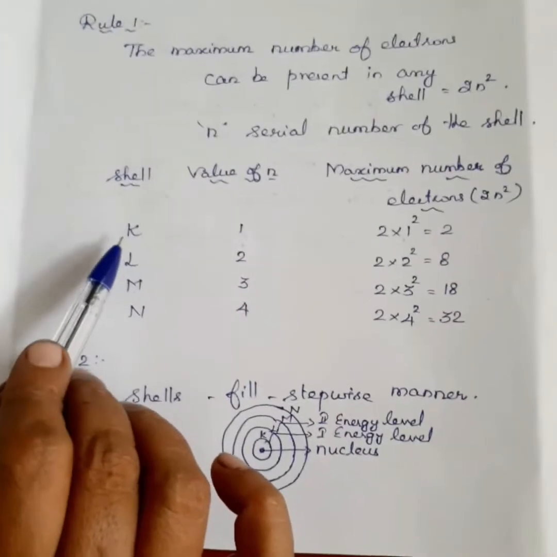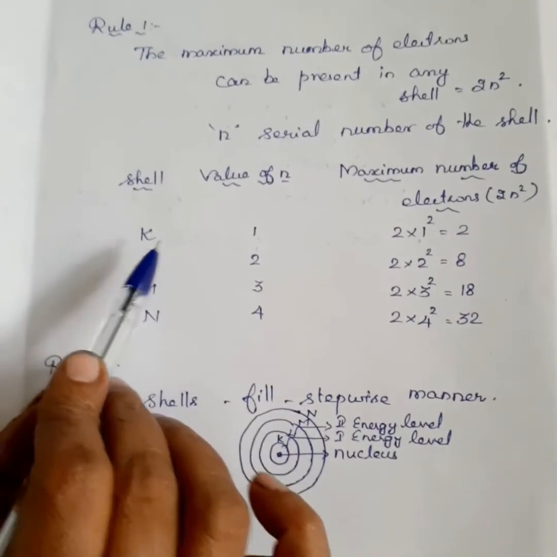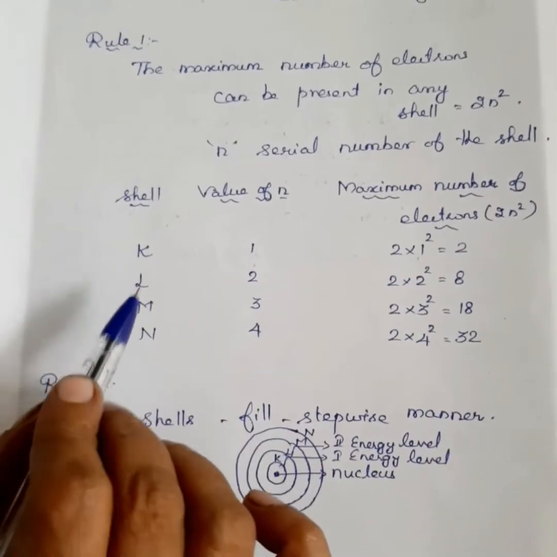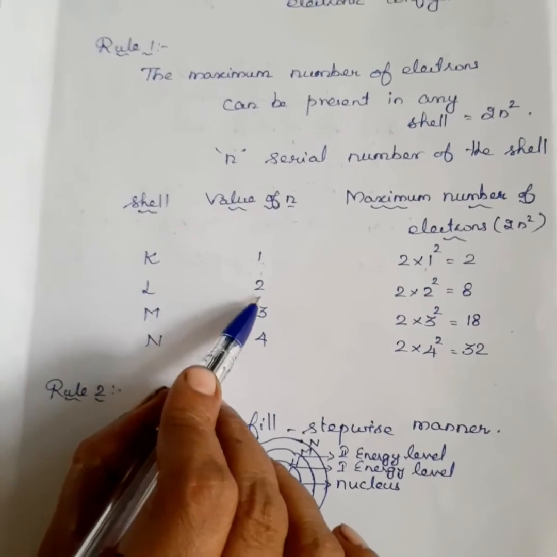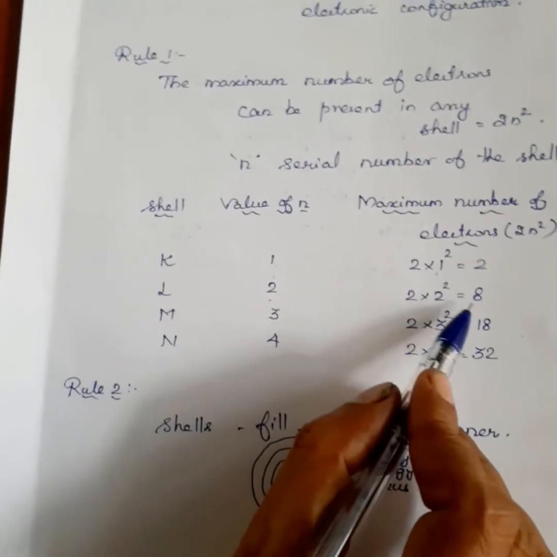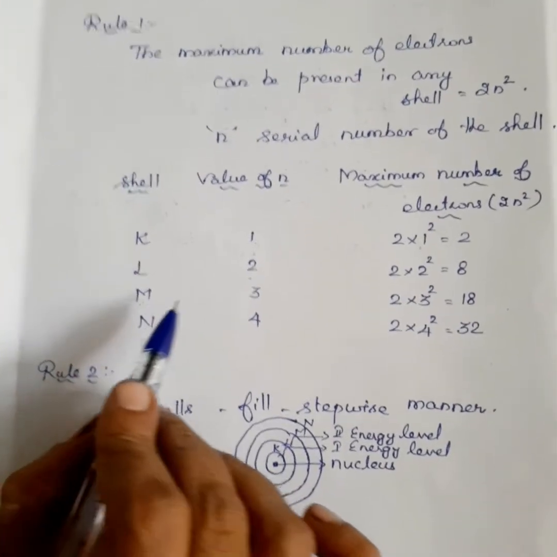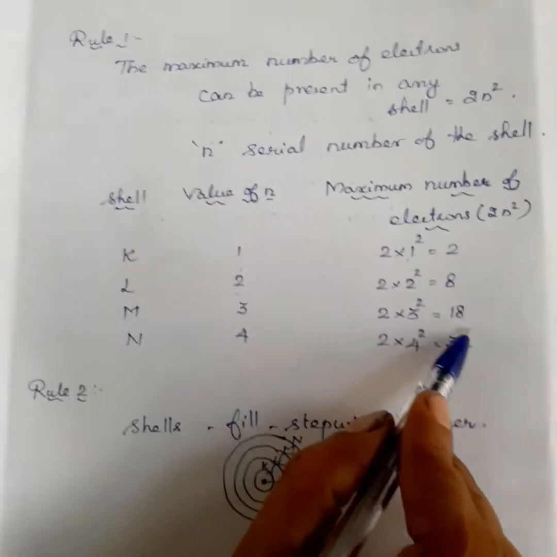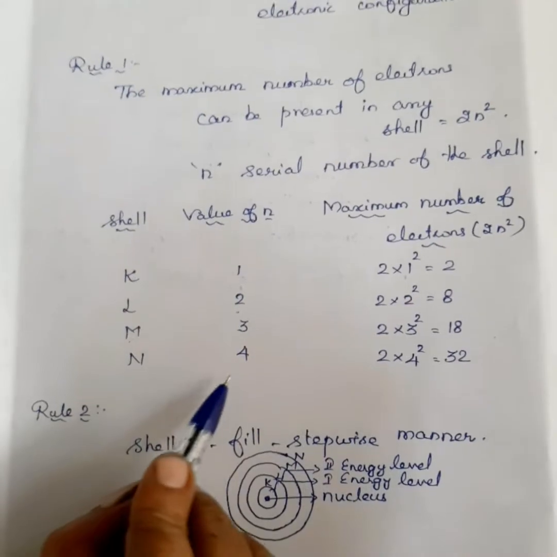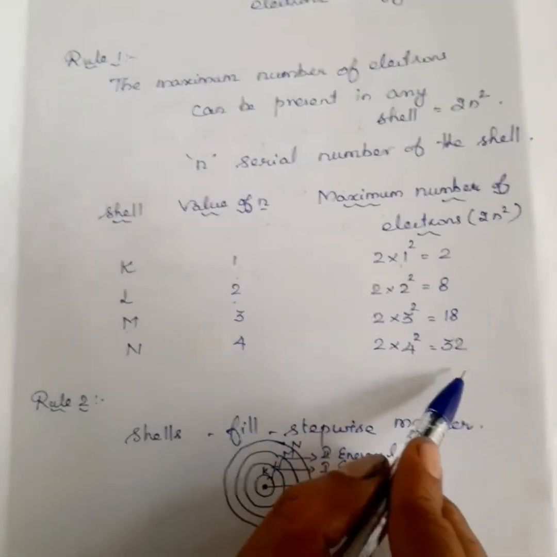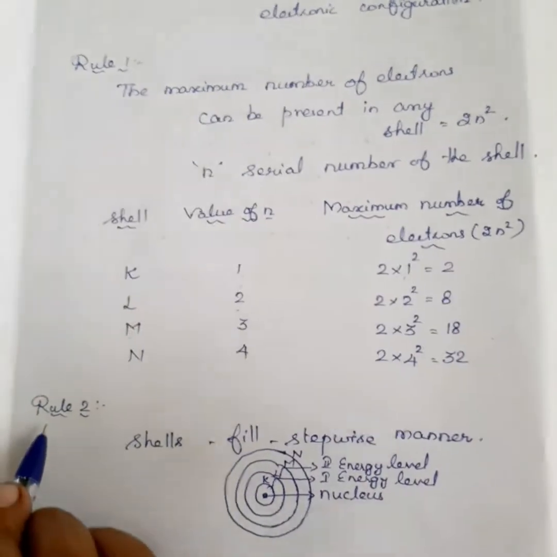First shell K is equal to 1, it can take only 2 electrons. The second shell L is equal to 2, it can take only 8 electrons. Third shell M is equal to 3, it can accommodate 18 electrons. In the fourth shell N is equal to 4, it can accommodate 32 electrons. Okay. Next, rule number 2.